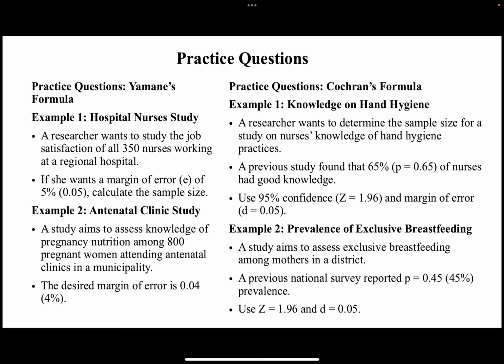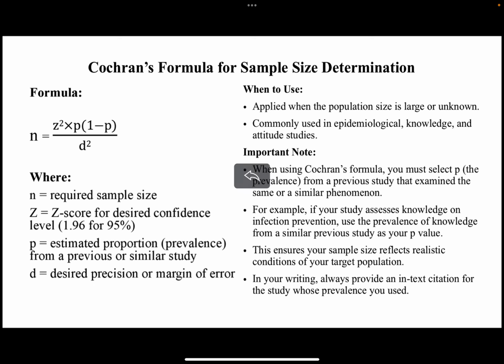You use a z-score of 1.96 for a confidence level of 95%. Then you use that to do your calculation. Is that okay? In the Cochrane formula calculation, for the study that you adapted the proportion from, you have to reference that study. Remember, you should reference that study and give the citation under your sample size description, or your sample size determination description. It's very important. Is that okay? Great. So that is it for the sample size determination.